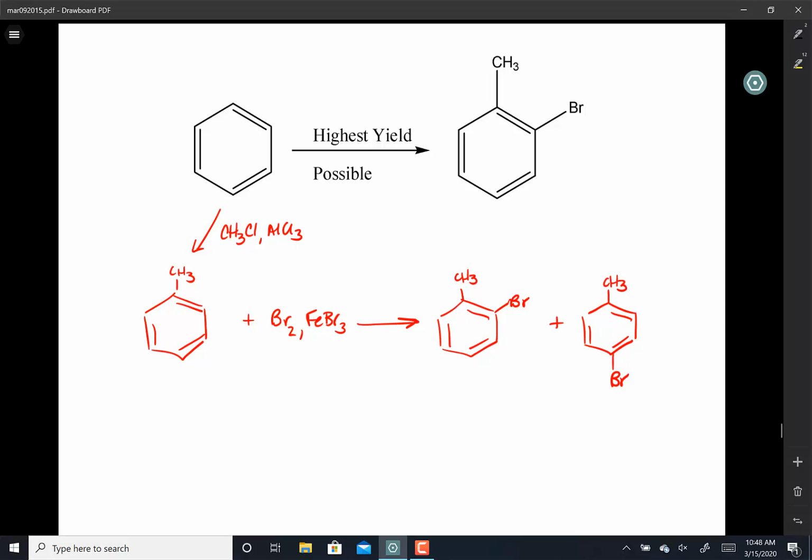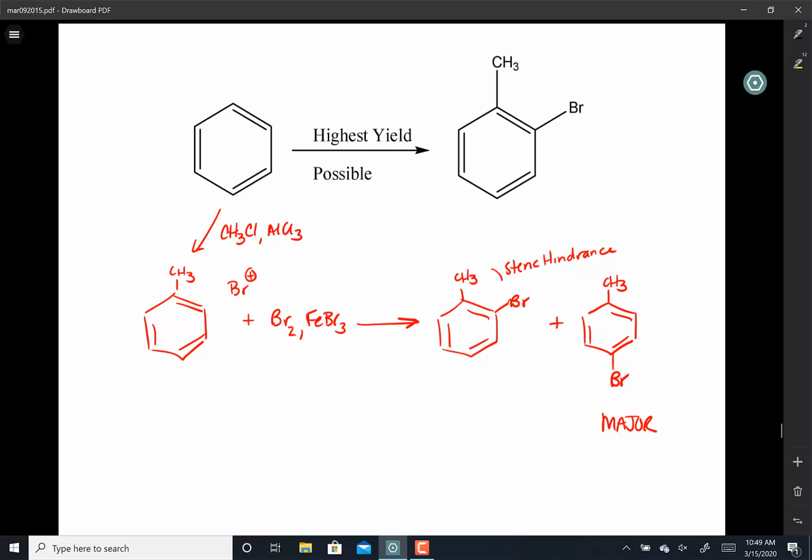At this point, you might say, would they be 50-50? And the answer is probably no. Why? Because adding the Br plus next to the methyl group is not going to be as sterically favored as adding it para. So this is probably going to have some steric hindrance to it, which is going to reduce its yield, and most likely then the para would be your major product. That's not the product I want to make.